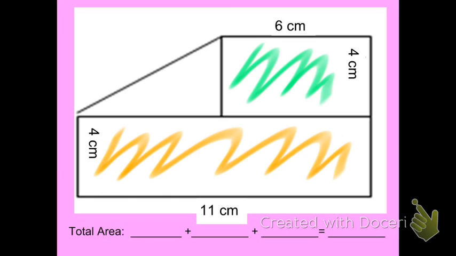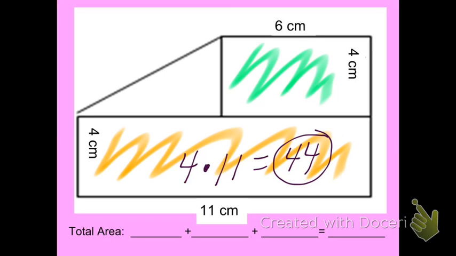All right, so let's talk about the big rectangle. Do we know the base and the height of the big rectangle? Yes. What are they? 4 and 11. So this is 4 times 11. What is 4 times 11? 44. Oh, thank you. I said 40. 44. Okay, now how about the small rectangle? Do we know the base and the height of that one? 6 and 4. 6 and 4, so 6 times 4. That's 24.